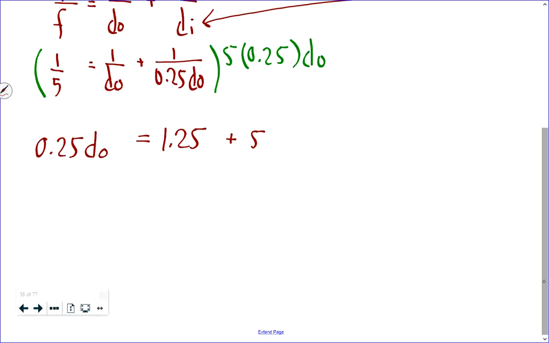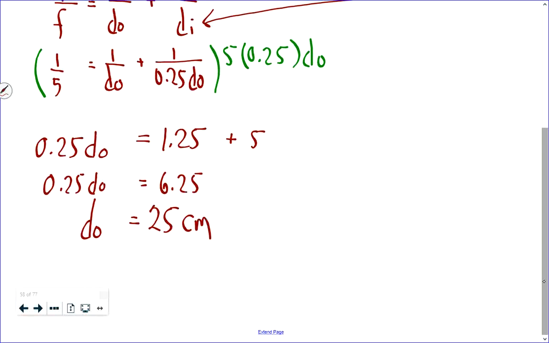I add 5 and 1.25 and I get 6.25 equals 0.25 do. So do is that divided by 0.25, which is 25 by my count. So the answer to the question is, with this particular mirror, you need to hold the object 25 centimeters away from the mirror to get that image.